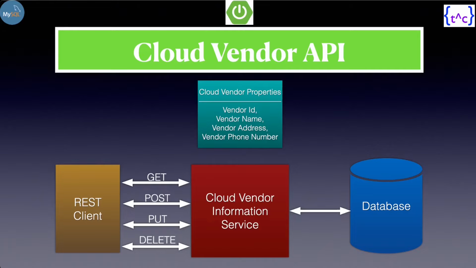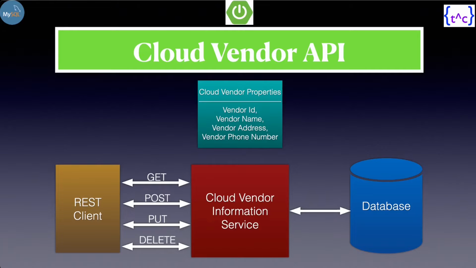In Spring Boot, we will be building a Cloud Vendor Information Service, which will be interacting with the database. In our case, it is MySQL. This is the place. Cloud Vendor Information Service will be communicating with the database, and from here you can see it will also be exposing the REST APIs: get, post, put, delete. Majorly we'll be working with all those 4 APIs. We also call them CRUD operations: create, update, read, delete. Further, these requests will be sent by the REST client to Cloud Vendor Information Service, and this service will return the response back to the REST client.